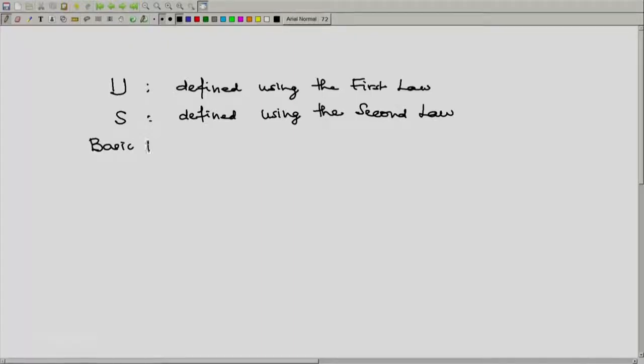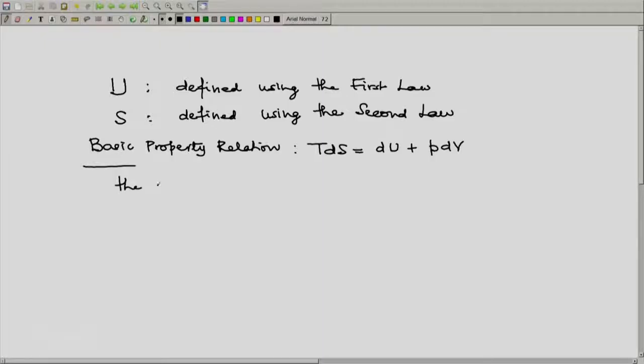We have a basic property relation which relates U and S. It is T dS is dU plus P dV. And after this we have two laws which bring in interactions, and the first law is in its differential form. Again remember, we are looking at a closed system which is simple compressible and which is at rest.